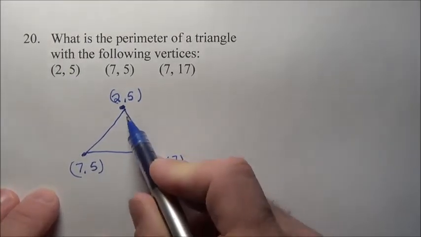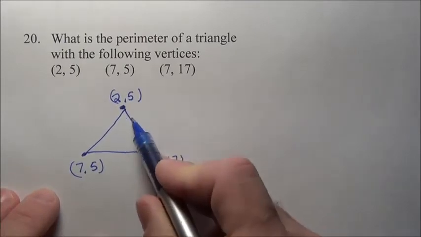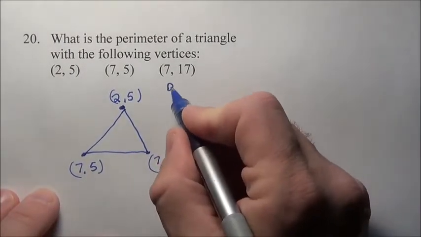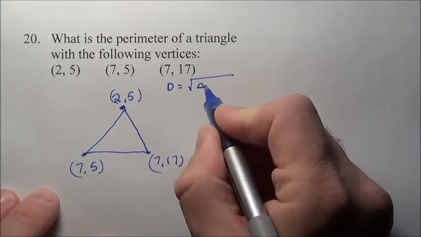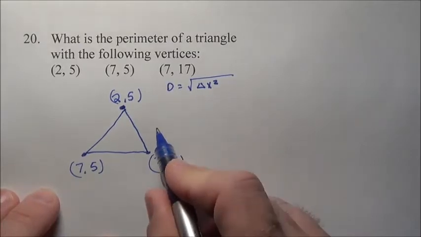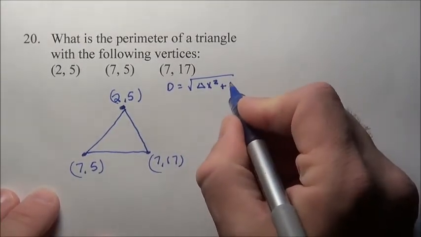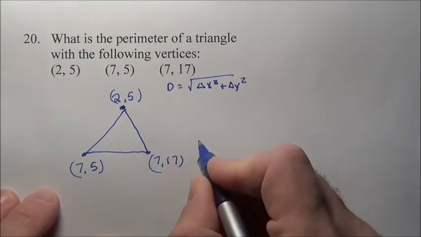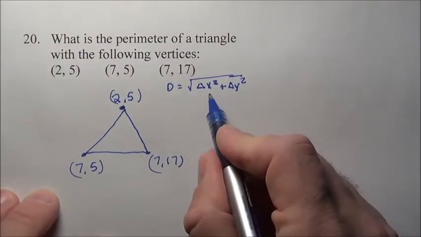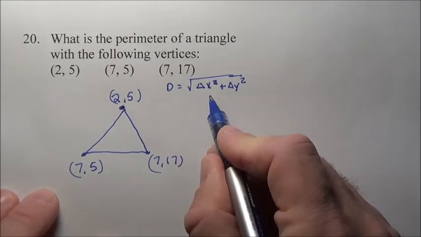So I need the length. Let's start with this side. I need the length between these. That's just the distance. That's the distance formula. And remember, the distance formula is simply basically the Pythagorean theorem. The change in your x's squared, that'll give you the horizontal length, plus the change in your y's squared. Change in the y's is your vertical length. And it's just using the Pythagorean theorem. We've used this enough that we should be used to this by now.